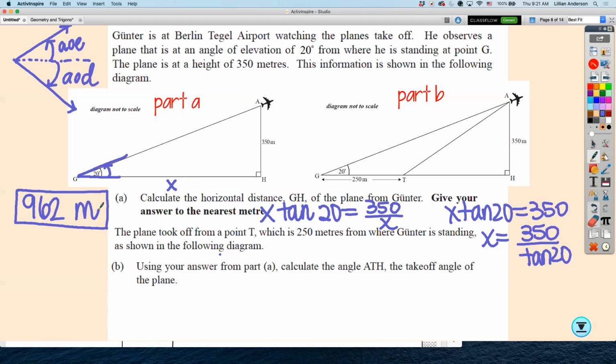Yes, ma'am. Then it says the plane took off from a point T, which is 250 meters from where Gunter is standing, as shown in the following diagram. Using your answer from part A, calculate the angle ATH, the takeoff of the plane. So you're trying to find ATH, which is this angle right here. Remember, whatever letter's in the middle, that is the vertex of the angle.